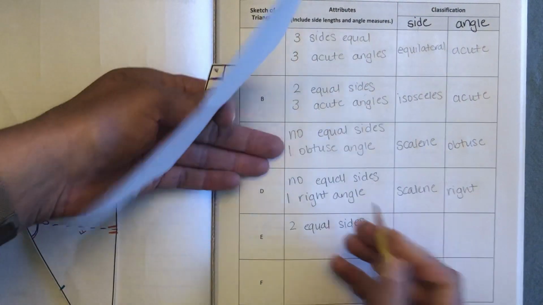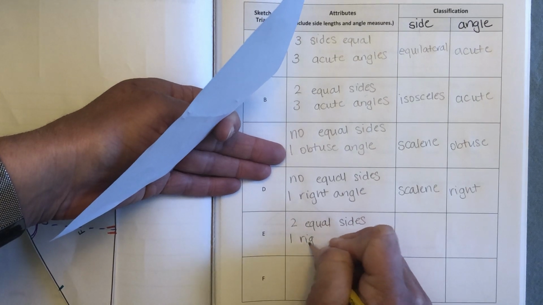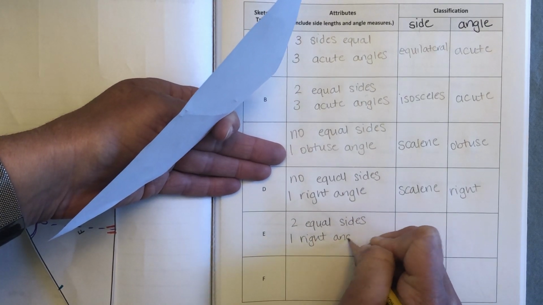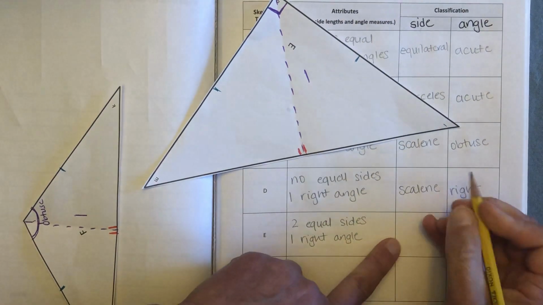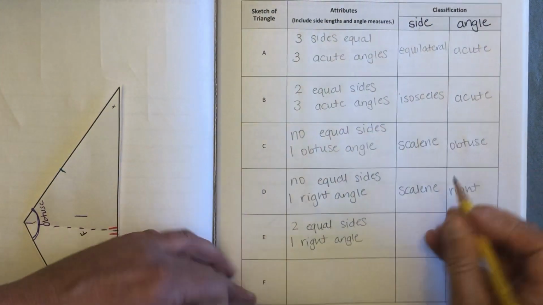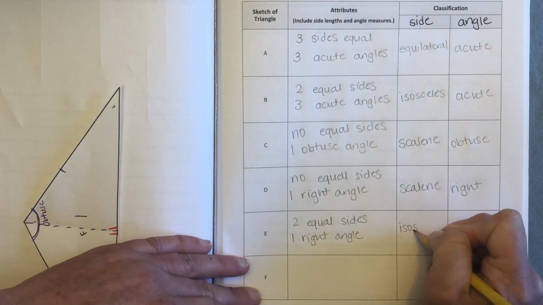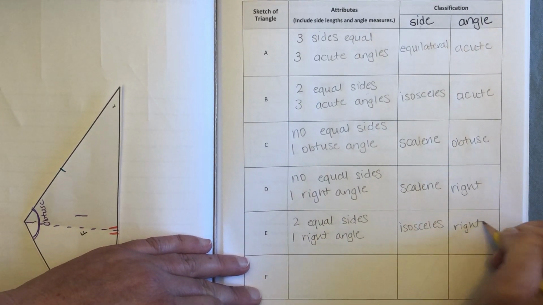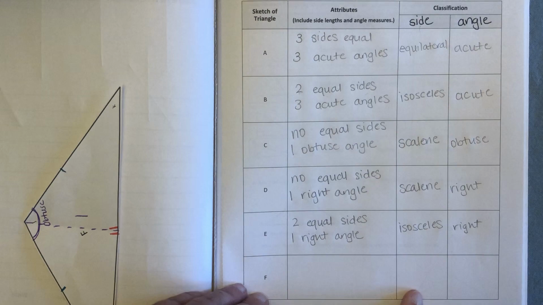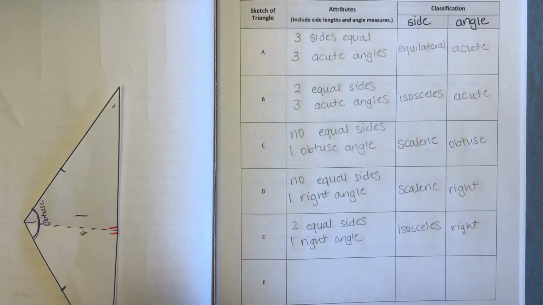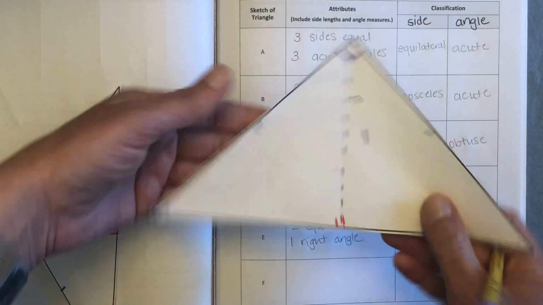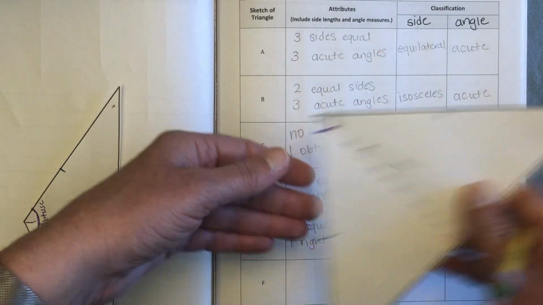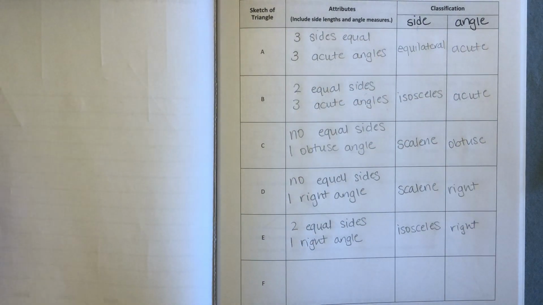And 1 right angle. So, you, my friend, are an isosceles right triangle. Remember, first name goes for the side, second name goes for the angle. So I've got my isosceles right triangle. Off you go, isosceles right.